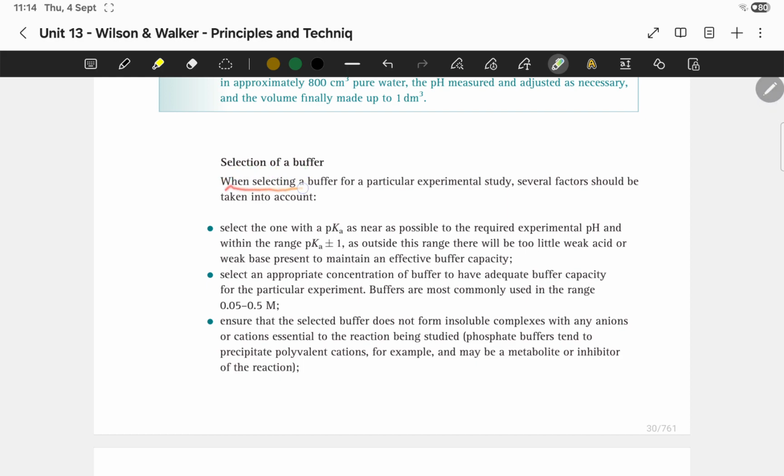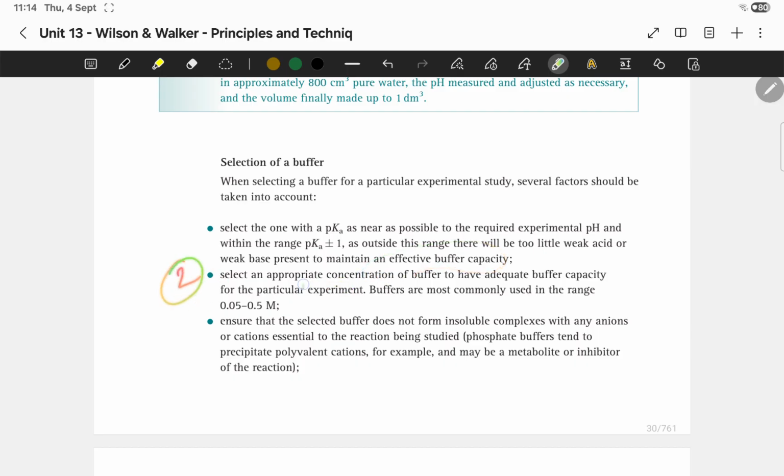Selection of a buffer. When selecting a buffer for a particular experimental study, several factors should be taken into account. Number 1, select the one with pKa as near as possible to the required experimental pH and within the range pKa plus minus 1, as outside this range there will be too little weak acid or weak base present to maintain an effective buffer capacity.